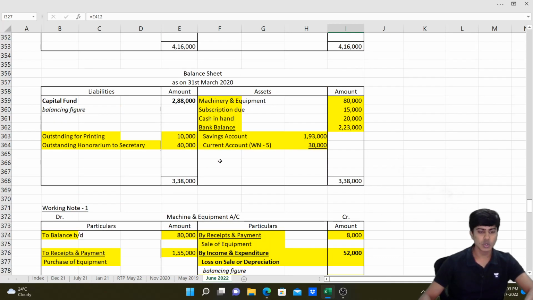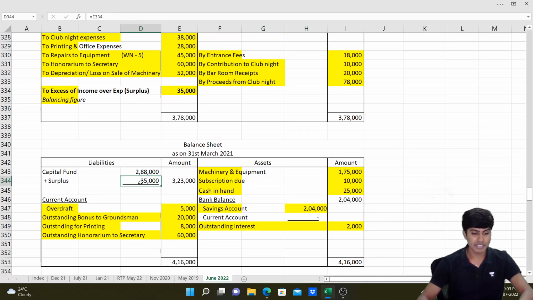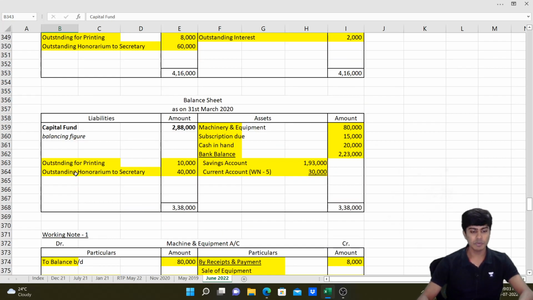Come on, let's go close this part also now. What do we have left in here? Nothing. We'll close our income and expenditure account. Identify our surplus as the balancing figure. This surplus needs to be added to the capital fund, which we don't know. This capital fund needs to be found as the balancing figure in the opening balance sheet.